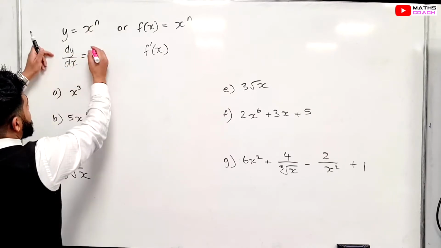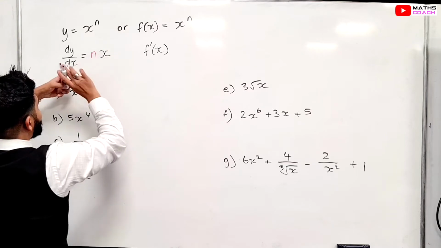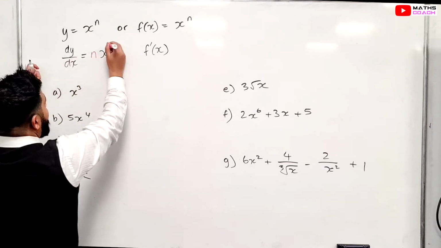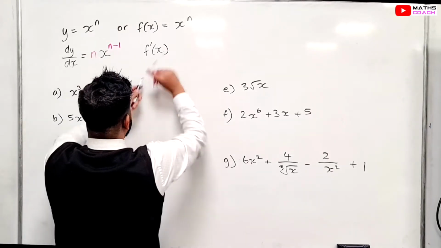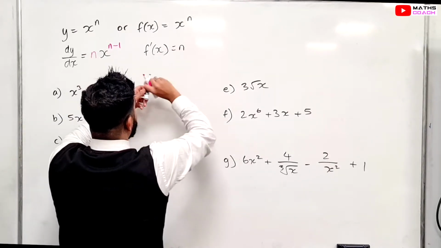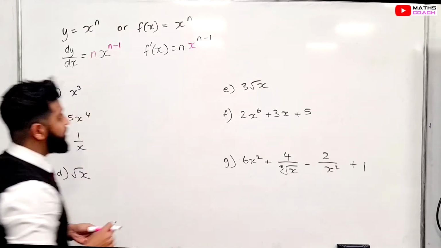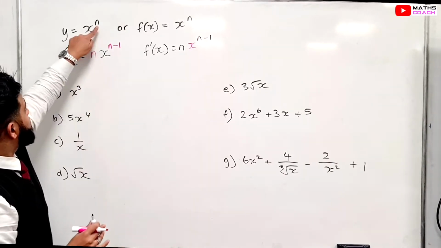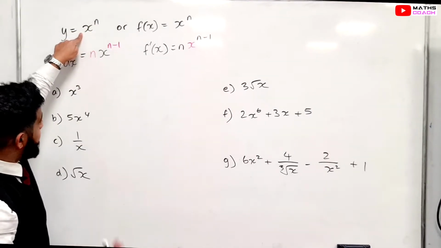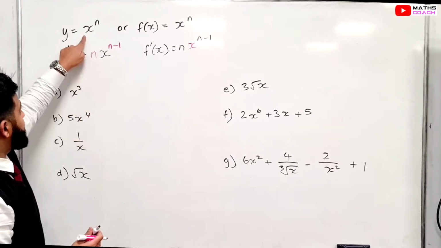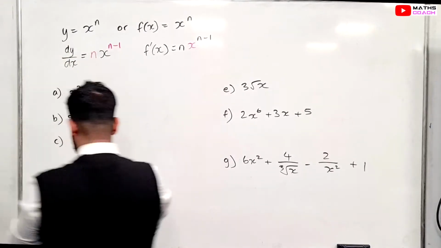So this will now become n, and then you'll have your x, and then you'll take away 1 from the power, just like that. So on this one, it will be exactly the same thing. So you'll have n, x to the n minus 1. So just to recap, you bring the power to the front and you multiply with whatever's there, the coefficient, if it's there, and we'll look at this through these examples, and then you take 1 away from the power. And that's it. So let's have a look at these questions.